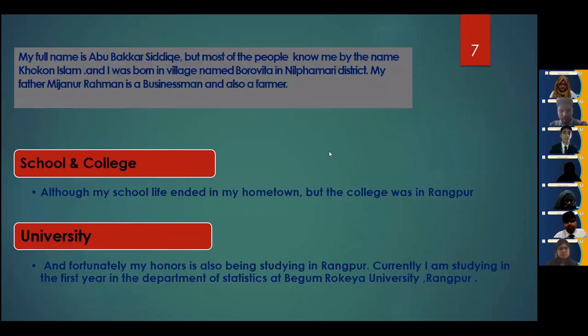My full name is Abu Bakr Siddiq, but most of the people know me by the name Khokon Islam, and I was born in a village named Borovita in Nilphamari district. My father Mizanur Rahman is a businessman and also a farmer.